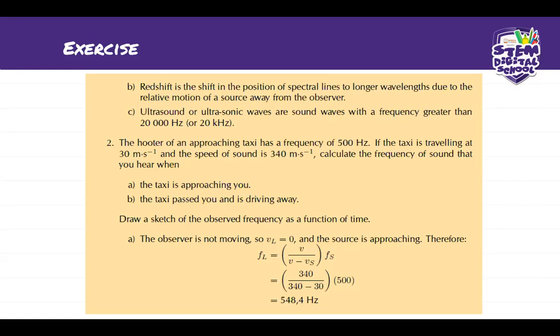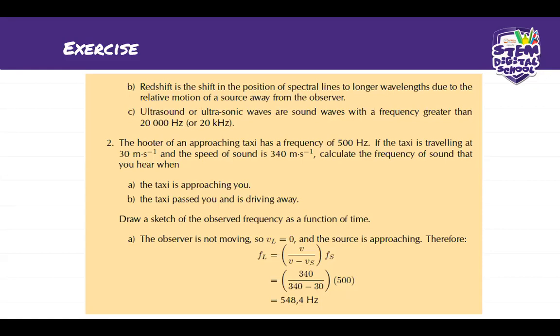Okay. So when the taxi is approaching you, it means that the source is moving towards the observer. And what do we know about that? We know that the velocity of the source will be negative. Remember our little block diagram that shows that when a source is approaching the observer, the velocity becomes negative. But when it's moving away from the observer, then the velocity is positive. Okay, so remember those are the two things that are likely to change in this case.